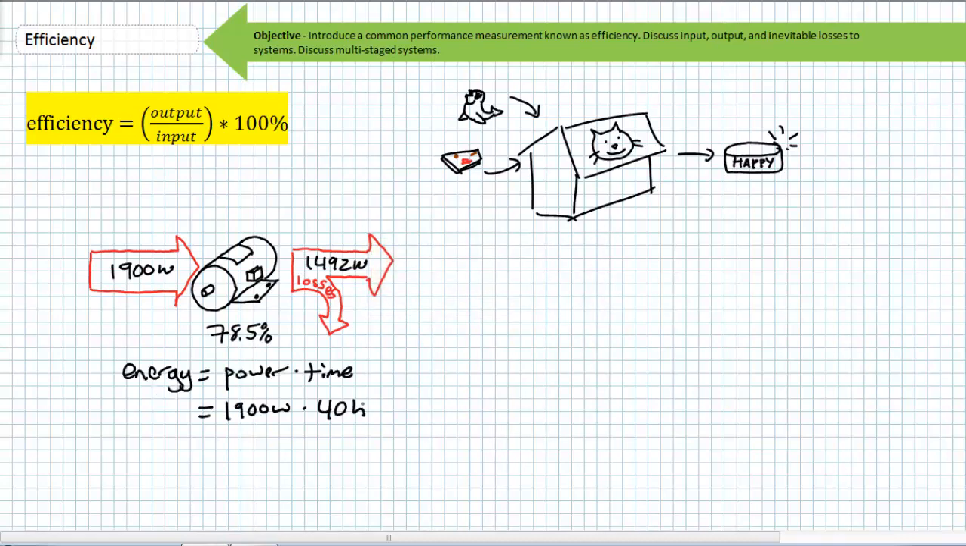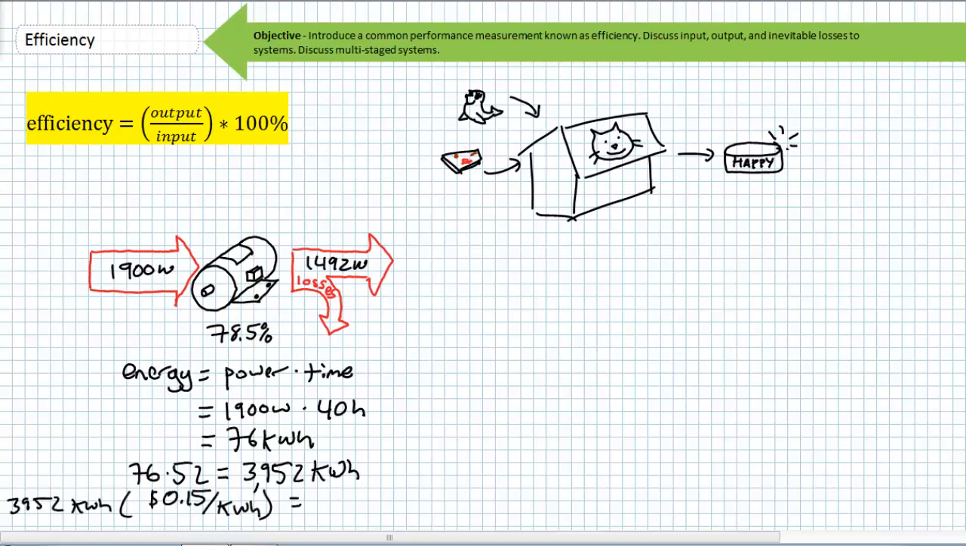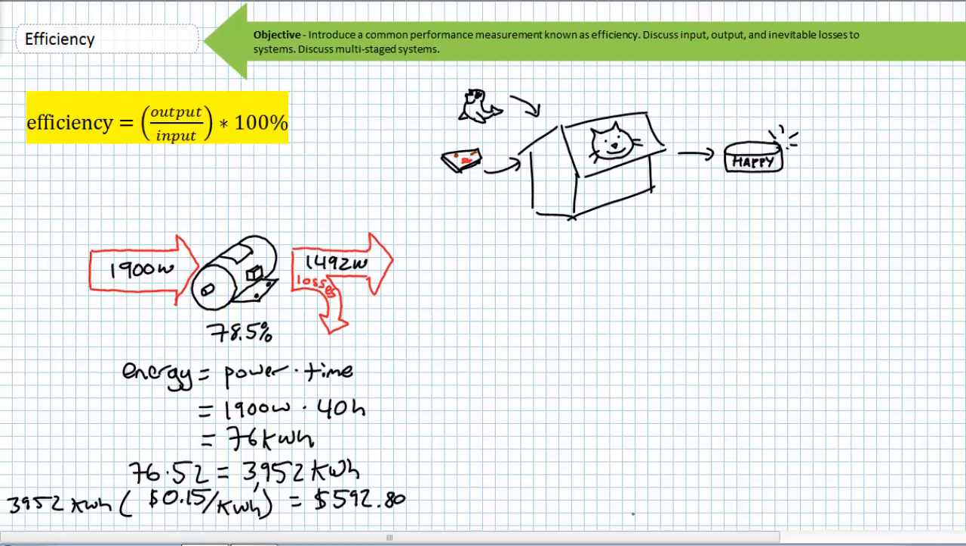1,900 watts used for 40 hours is 76 kilowatt hours of energy for that 40-hour work week. If there were 52 work weeks within a year, annually we'd expect to use 3,952 kilowatt hours. If we're being charged 15 cents per kilowatt hour, 3,952 kilowatt hours will be $592.80. Consider the cost and energy savings if you stepped up to a 91% efficient motor.